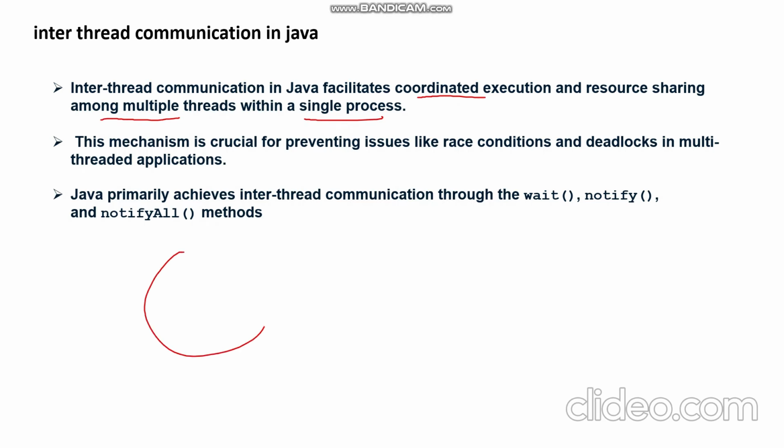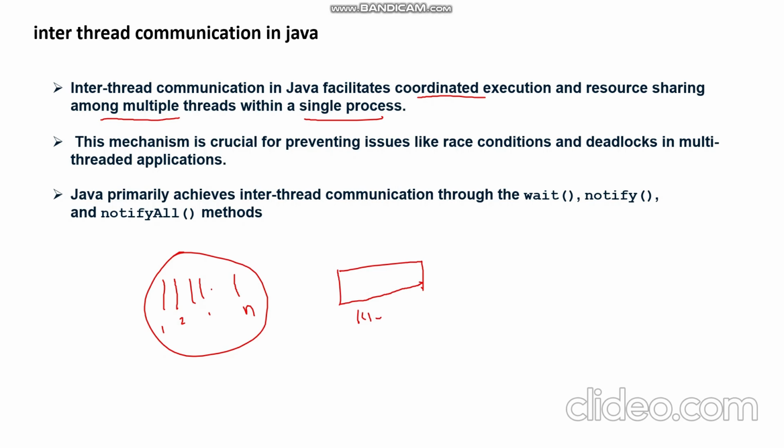Here, this is a process. In this process, assume we are having threads like this: thread 1, thread 2, thread 3, thread 4, and so on. Assume these threads want to use the same resource. There is a resource here. These threads want to use the same resource at a time.